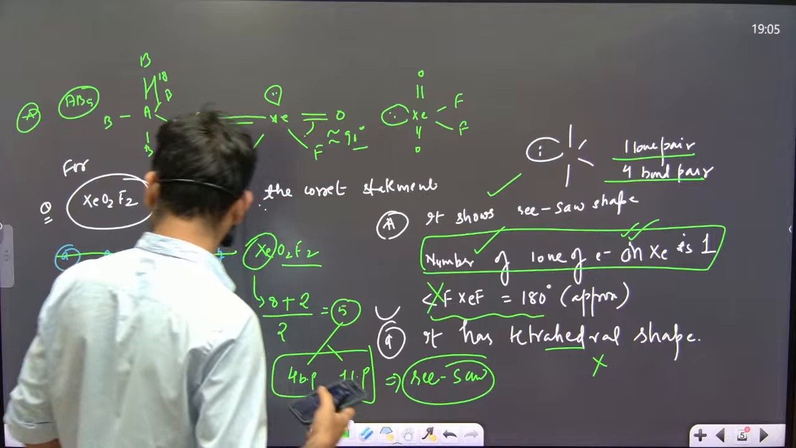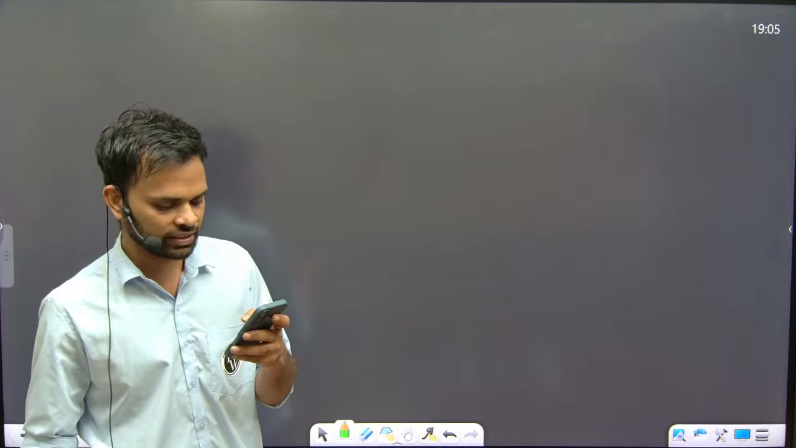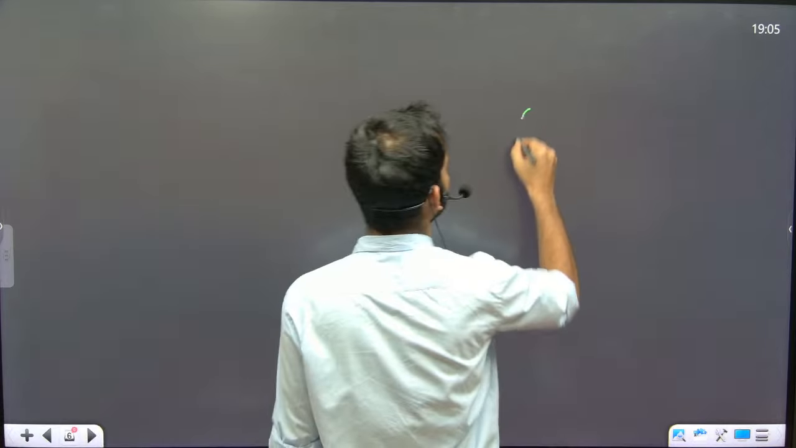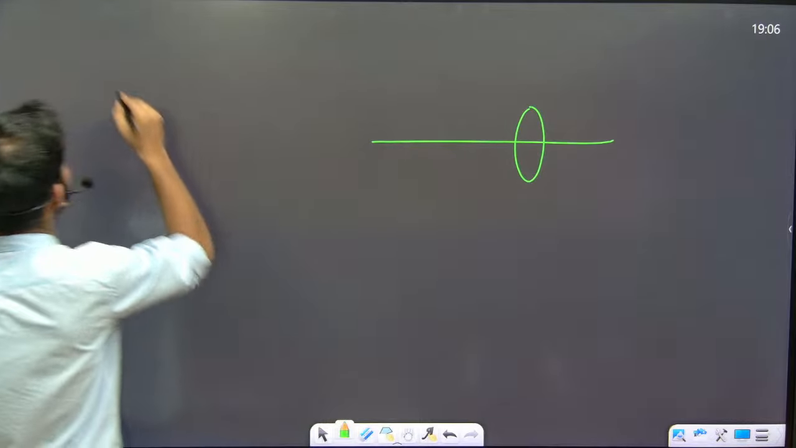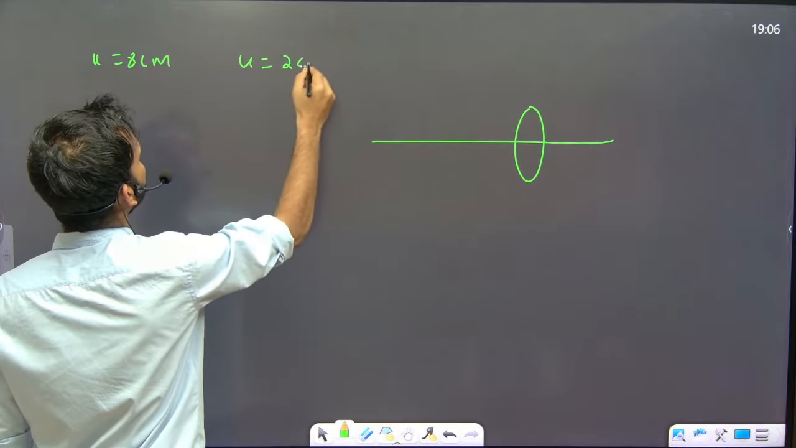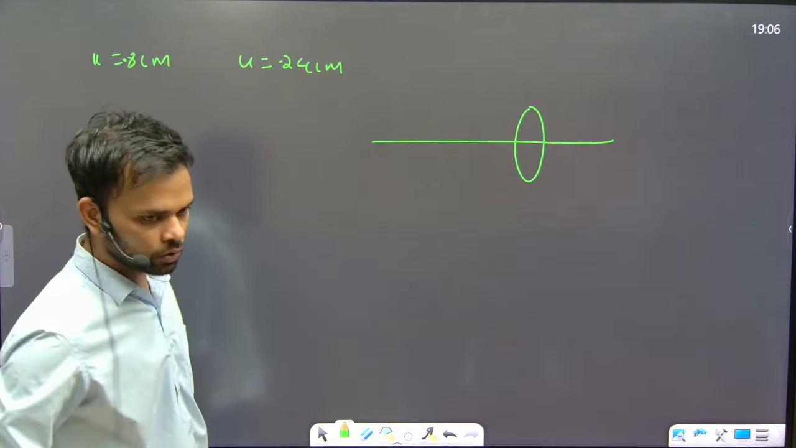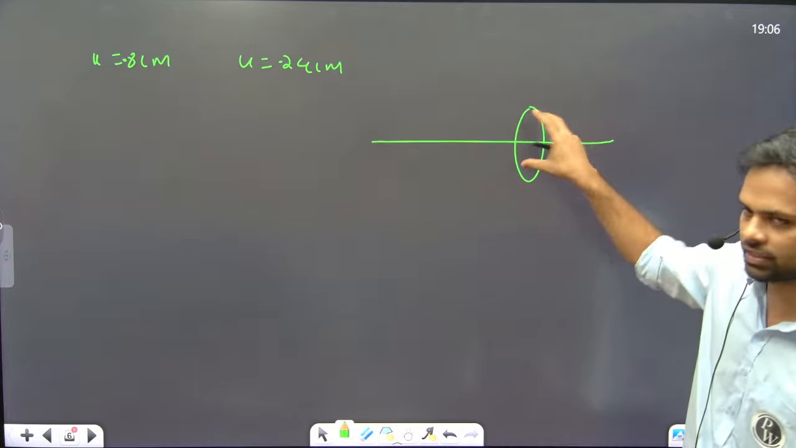The question from physics which we received is this. When an object is kept at a distance of 8 centimeters and 24 centimeters from a convex lens, the magnitude of magnification is the same. So we have some convex lens. Suppose the object is kept at u equal to 8 centimeters and u equal to 24 centimeters, obviously negative, in front of the lens. If I keep it at two distances, the magnification is the same. If that is the case, what is the focal length of this lens?